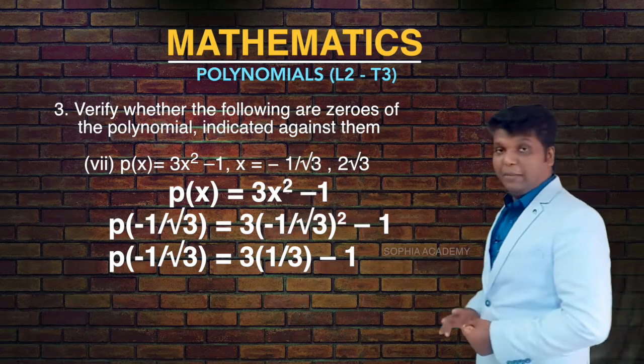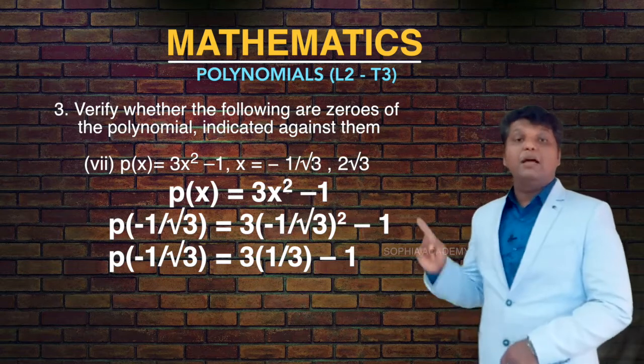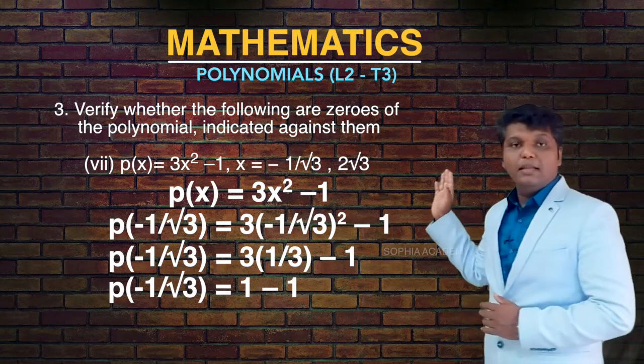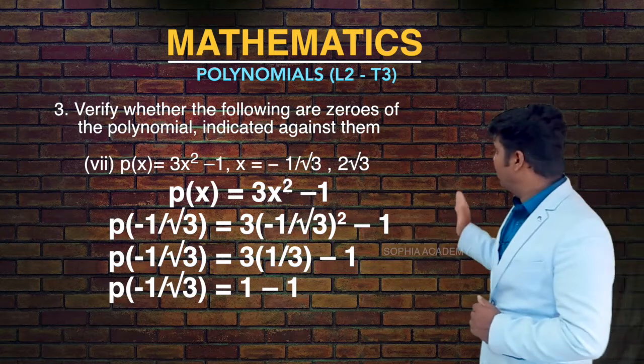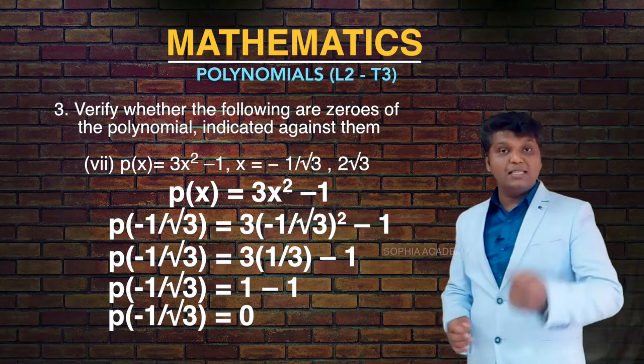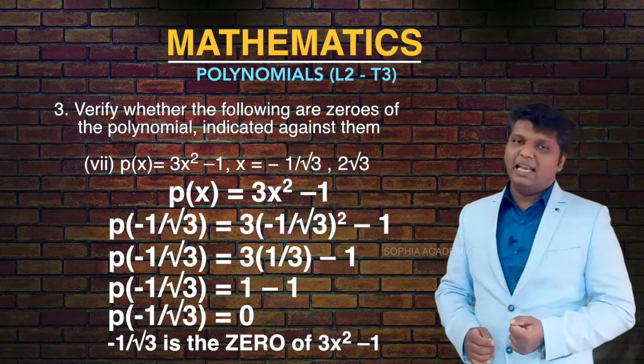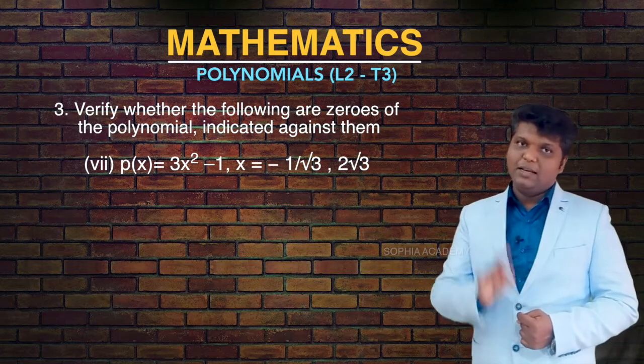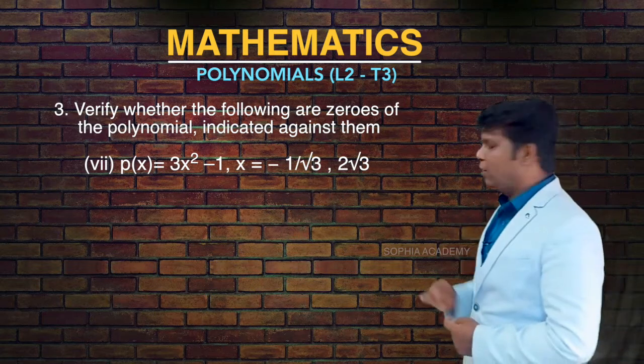So here you got 1 by 3. Then what's the next term? Minus 1, right? So here 3 and 3 will get cancelled. Then 1 will be remaining, 1 minus 1, that is 0. So you got 0. That means minus 1 by root 3 is a 0 of the given polynomial 3x square minus 1. You got it. Now let us check the second term, 2 by root 3.